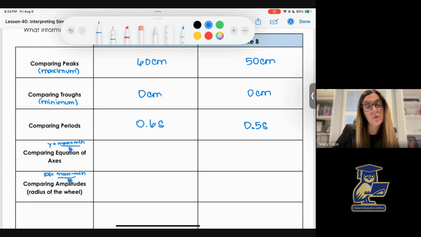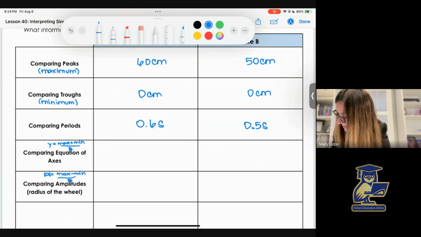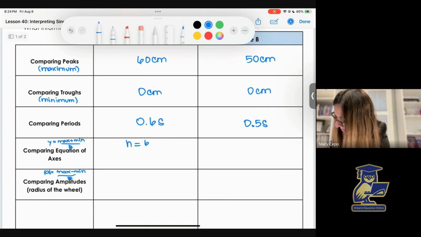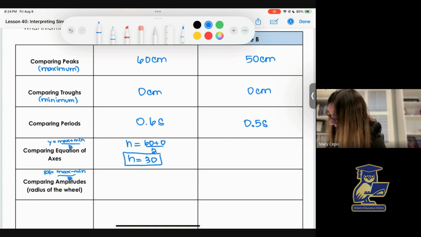Now we're going to compare the equation of the axes. Again, we know that we can take the max plus the min divided by 2. We can interpret it on the graph as well, as the halfway mark. From 0 to 60, halfway between should be 30. Let's calculate that. h equals max, which is 60, plus my min, divided by 2, so h is equal to 30. Likewise, h equals 50 plus 0, divided by 2, so h is equal to 25.